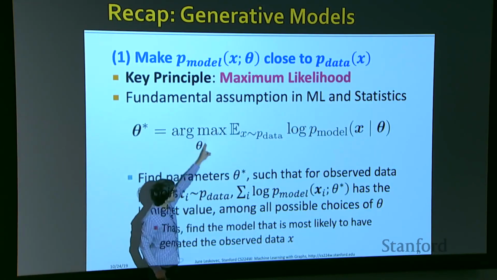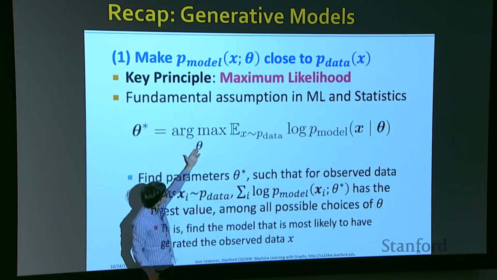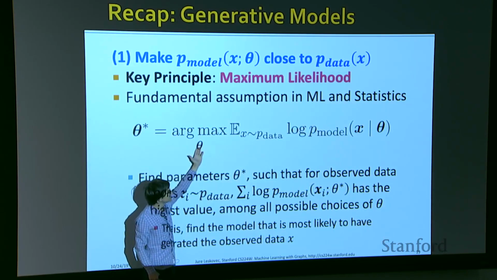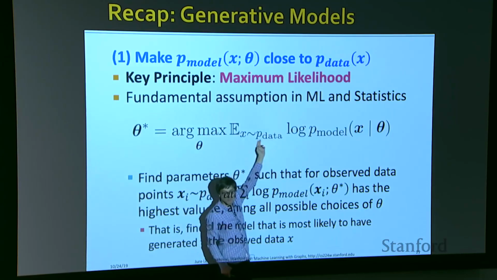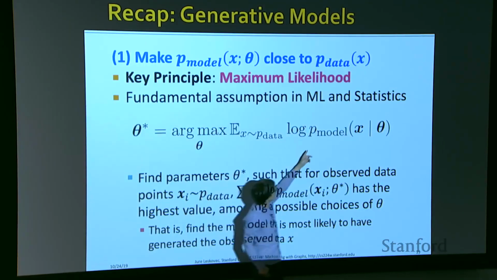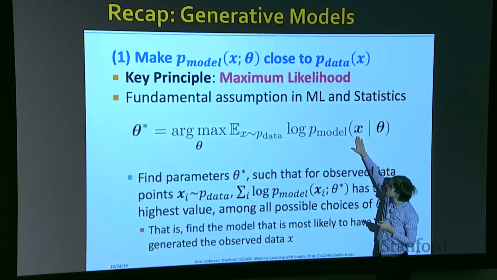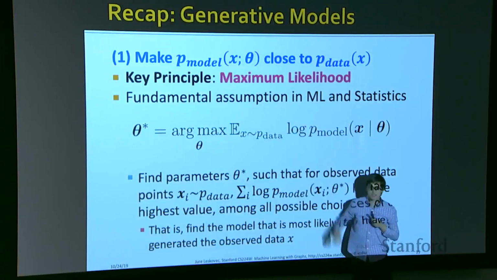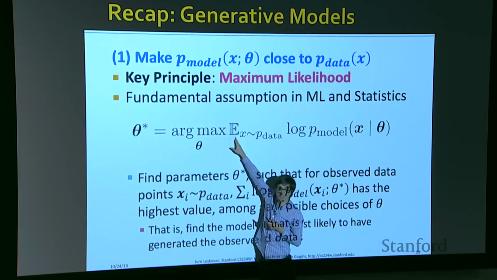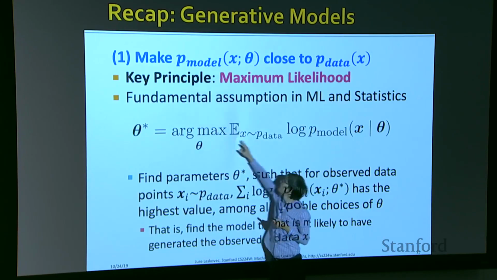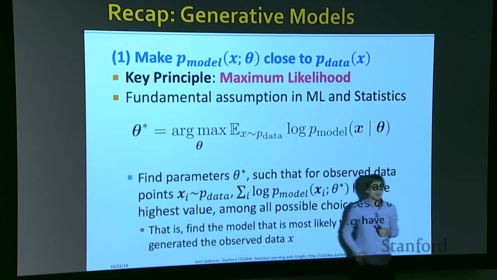It says, let's go over all possible settings of my model parameters, and let's set these parameters in such a way that if I take some instances x from my P data distribution, the probability that these instances are generated by my model is as high as possible, right? Notice here I'm taking an expectation, which simply means take a sum, and I have a sum of logarithms. So this is just what is called the log likelihood.